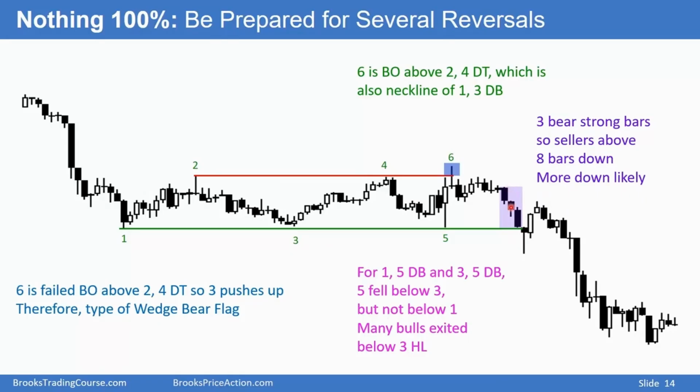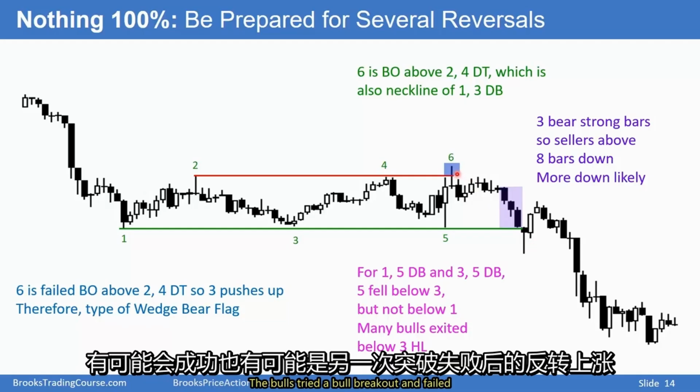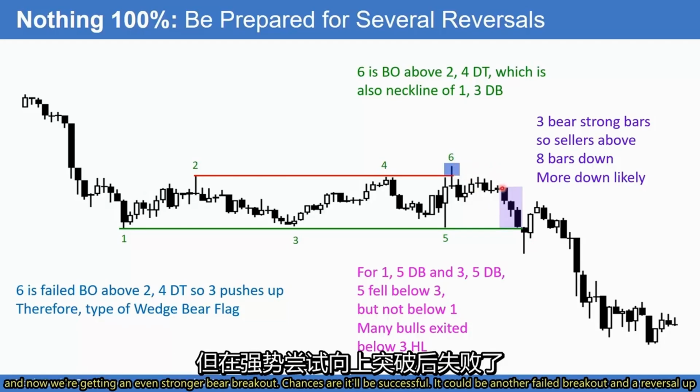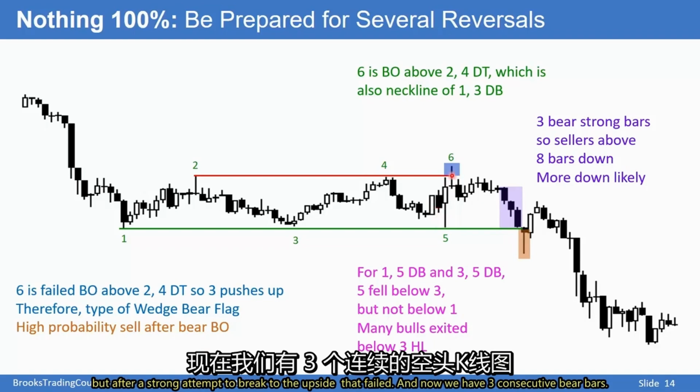3 strong bear bars, 2 closing near their lows. 8 bars down. Strong sellers. Probably we're going lower. The bulls tried a bull breakout and failed, and now we're getting an even stronger bear breakout. Chances are it'll be successful. It could be another failed breakout and a reversal up, but after a strong attempt to break to the upside, that failed, and now we have 3 consecutive bear bars.